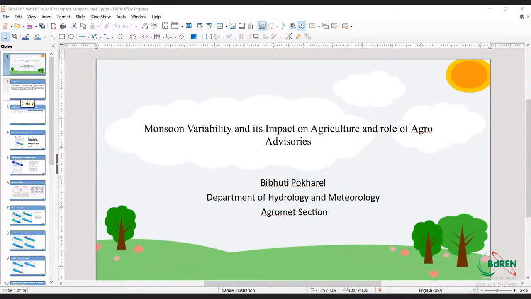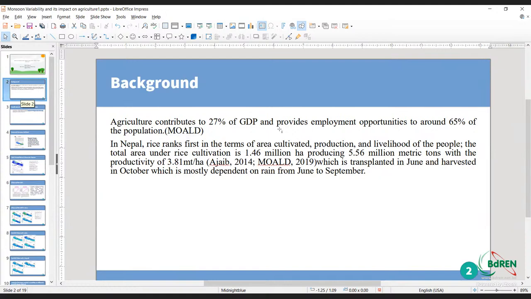So I will be starting with the background. Agriculture contributes 27% of GDP and provides employment opportunities to 65% of the population. Similarly, as in other South Asian countries, rice ranks first in terms of cultivated area, production and livelihood of the people. The total area under rice cultivation is about 1.46 million hectares, producing 5.56 million metric tons with a productivity of 3.81 mt/ha. It is transplanted in June and harvested in October, and is mostly dependent on rain from June to September. I think I'm not showing my slide.